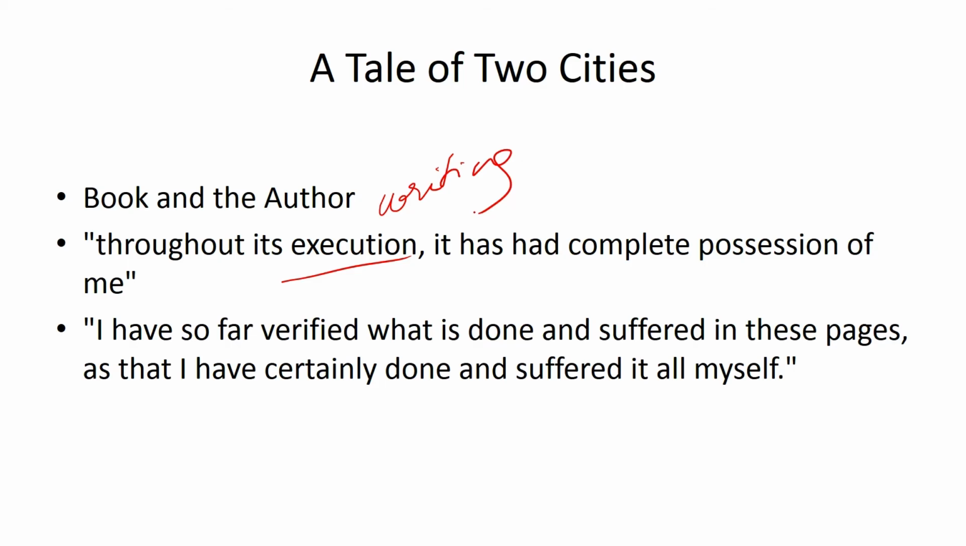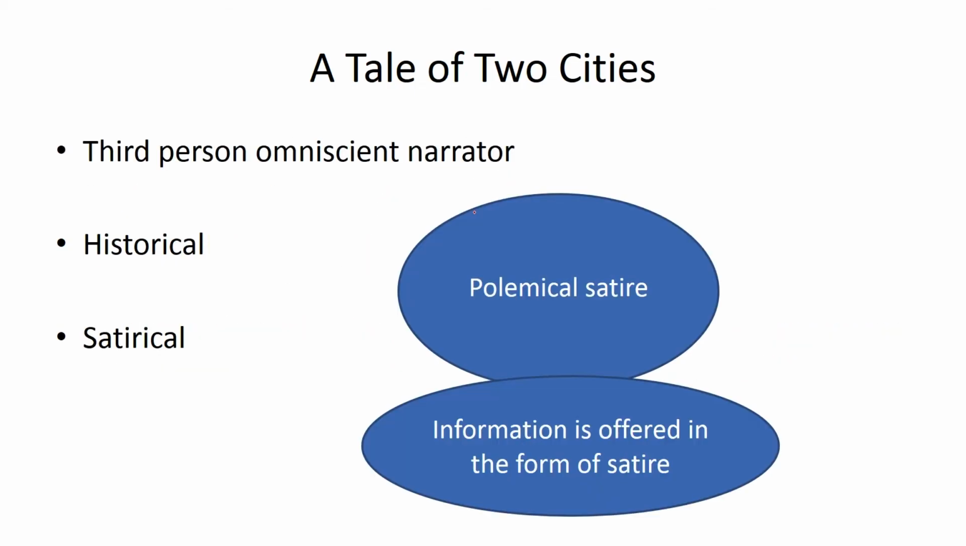And he says that he has so far verified what is done and suffered in these pages. He seems to enact the roles of certain characters in this novel, as if he has certainly done and suffered it all himself. It feels as if Dickens has gone through that particular turbulent period of history. So there is a close association between the text and the author here.